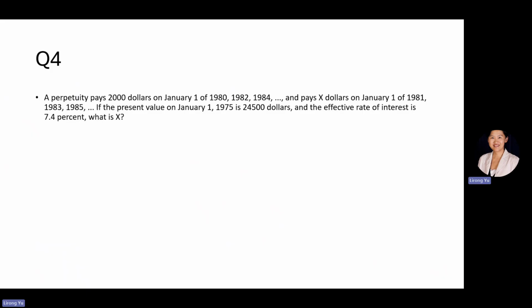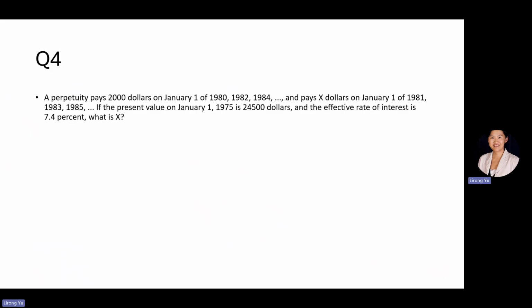This is one of the questions that you may see in the Chapter 3 homework assignment. If the present value on January 1st, 1975 is $24,500, the effective rate of interest is 7.4% annually. What is X? Like how much is the payment into perpetuity? This kind of alternate payment, we have 2000 and then X, 2000 and then X and so on.